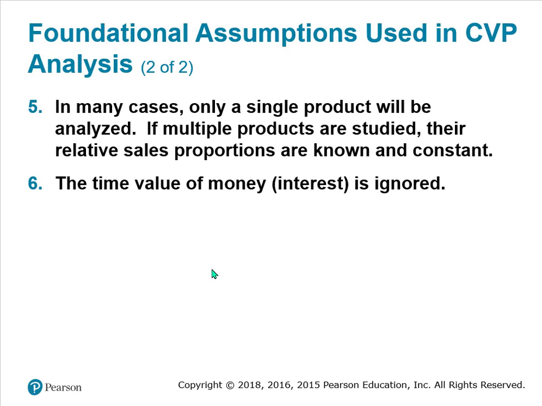And finally, in many cases, only a single product will be analyzed. If multiple products are studied, the relative sales proportions, you've got to know what they are, and then you hold them constant. And probably one of the biggest limitations here, depending on what the rate of interest is, the cost of funds, is that the time value of money or interest is ignored. So if the time period is really long, the time value of money can be increasingly important.